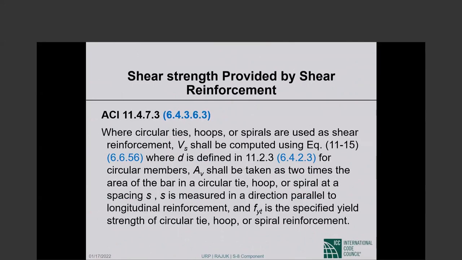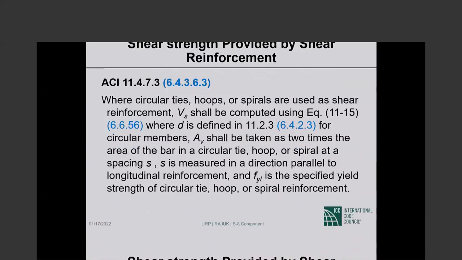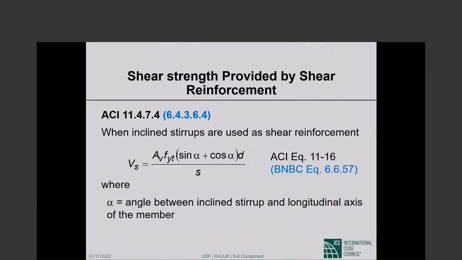Where circular ties, hoops, or spirals are used as shear reinforcement, V sub S shall be computed using the equation that I showed, where d is defined in the section for circular members. Remember, 80% of the diameter. A sub v, important, so we are talking about circular ties, hoops, or spirals. A sub v shall be taken as 2 times the area of the bar in a circular tie, hoop, or spiral at a spacing s. s and f sub yt, I think, are clearly understood.